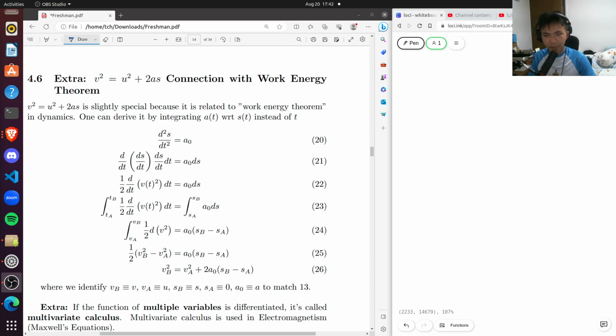As a small bonus, I wanted to highlight the connection between v squared equals u squared plus 2as with the work energy theorem. So the work energy theorem is something that we'll cover when we talk about dynamics, Newtonian mechanics, in the next chapter.